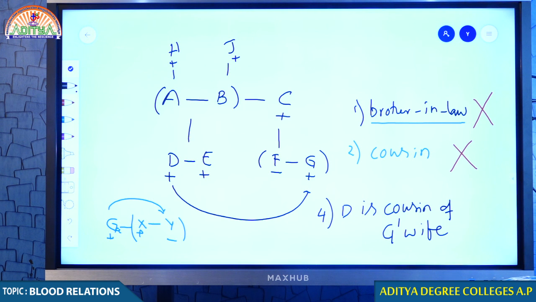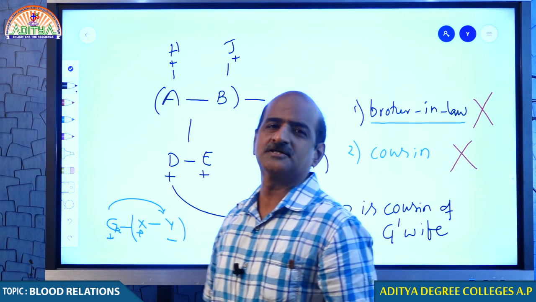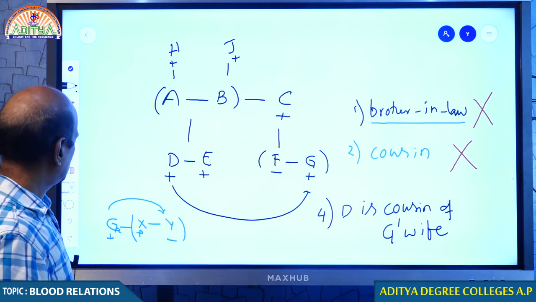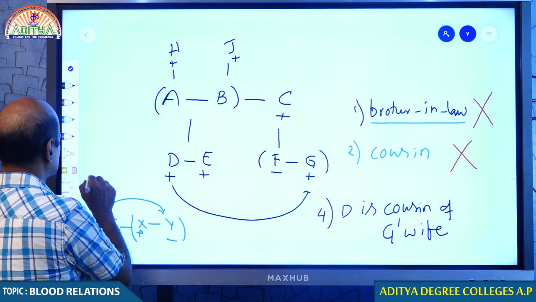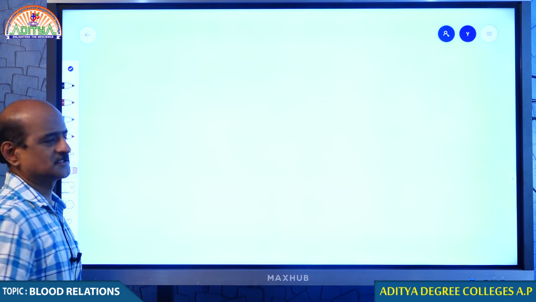Why did I not say that D is the brother-in-law? Do you understand what the point of saying "not brother-in-law" is? Okay, fine, please don't comment. It is understandable. Come on, student. So, this is one important point in blood relations.